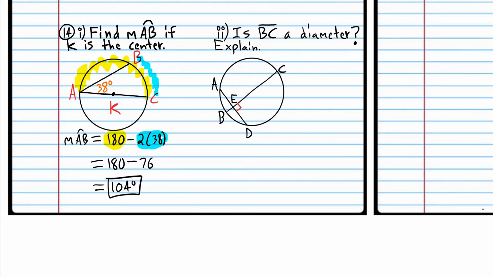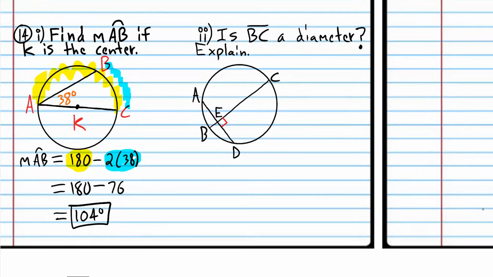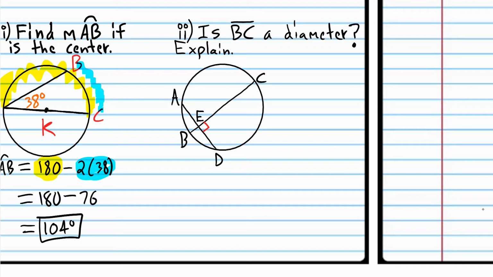All right, we're back. Is segment BC a diameter? We learned a theorem that says that if a chord in a circle is a perpendicular bisector of another chord, then that first chord must be a diameter of the circle.